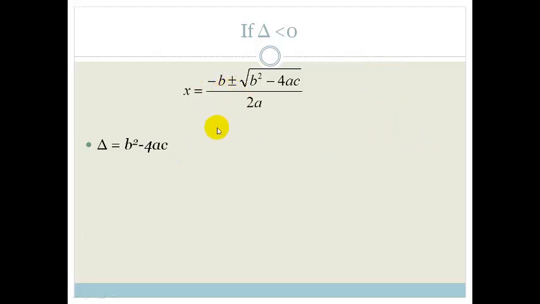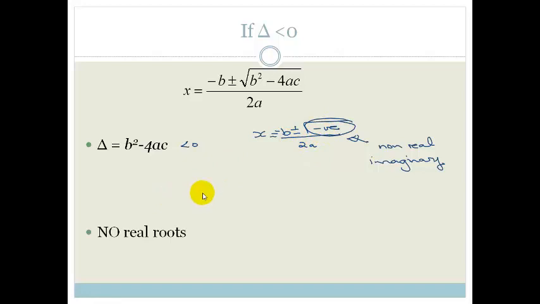If delta is smaller than naught, then we've got x equals minus b plus or minus the square root of a negative number, all over 2a. But what is the square root of a negative number? From our previous lesson, we learned that this was non-real, or we can call it imaginary. So therefore, this doesn't work. So we have no real roots.